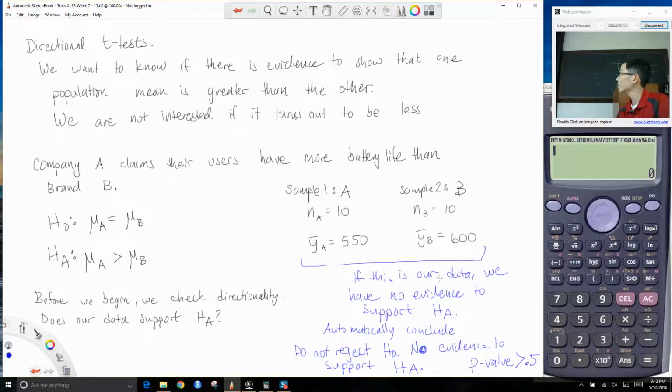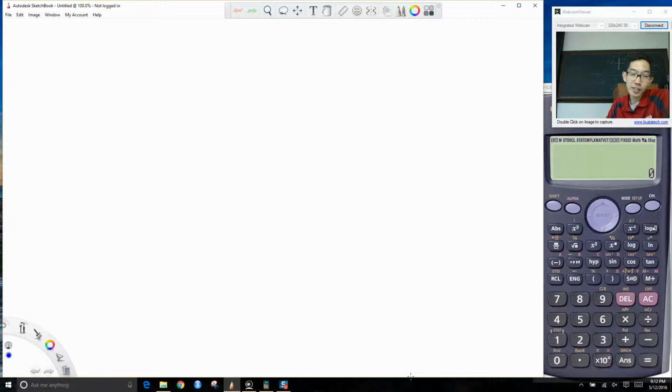But if this is what we have, we would just automatically conclude, don't reject the null, and we have no evidence to support the alternative. So anytime there's a directional alternative, you should just kind of do this check. It's almost like a common sense check, right? If company A is claiming that their batteries last longer, and when we gathered the data it shows that their batteries last less, we're not going to have any evidence to support that claim, right?